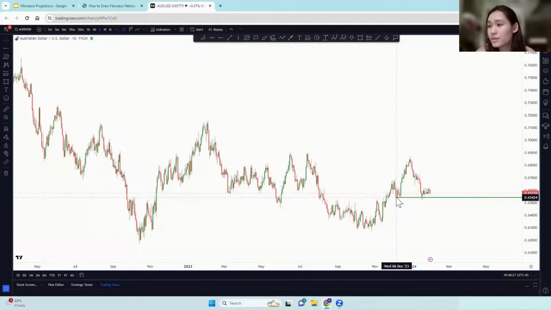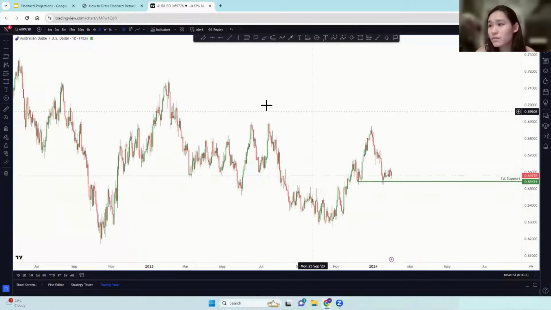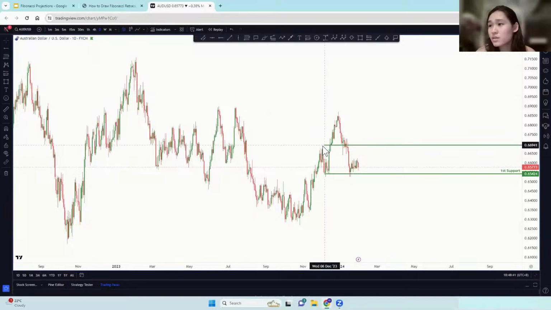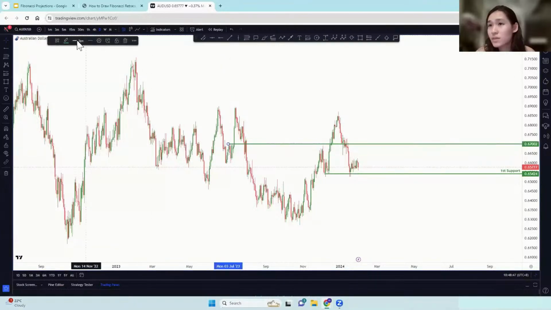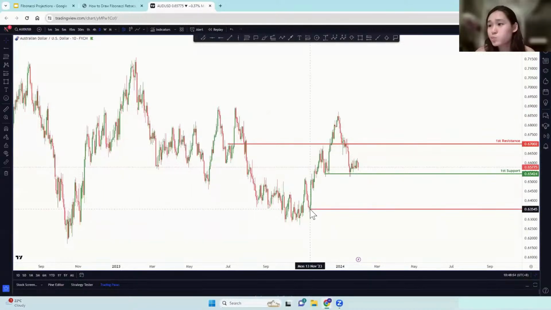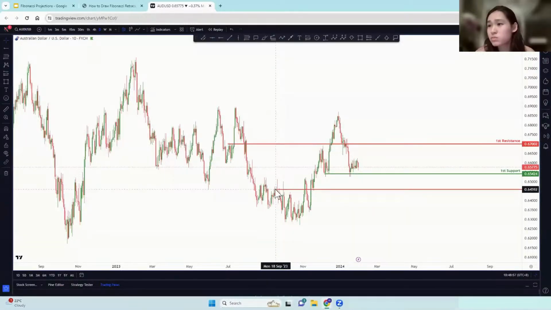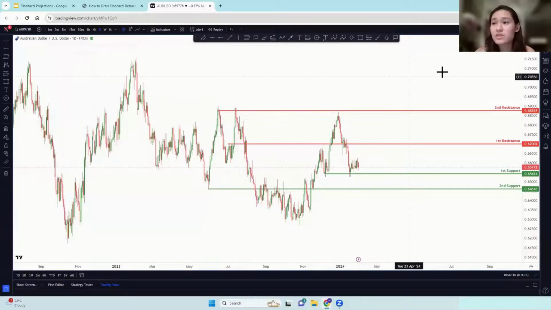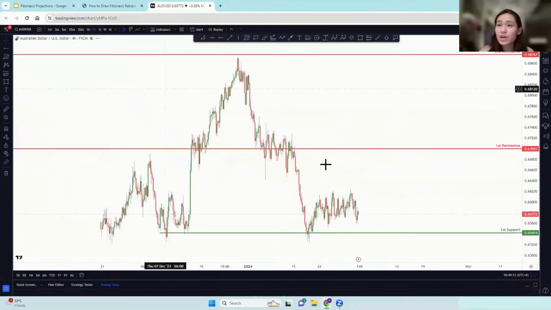So this is my first support. Then my first resistance will be here. And then I just place my second support somewhere here. And then of course at this swing high, that would be my second resistance. Okay, now let's look at our 4-hour time frame.